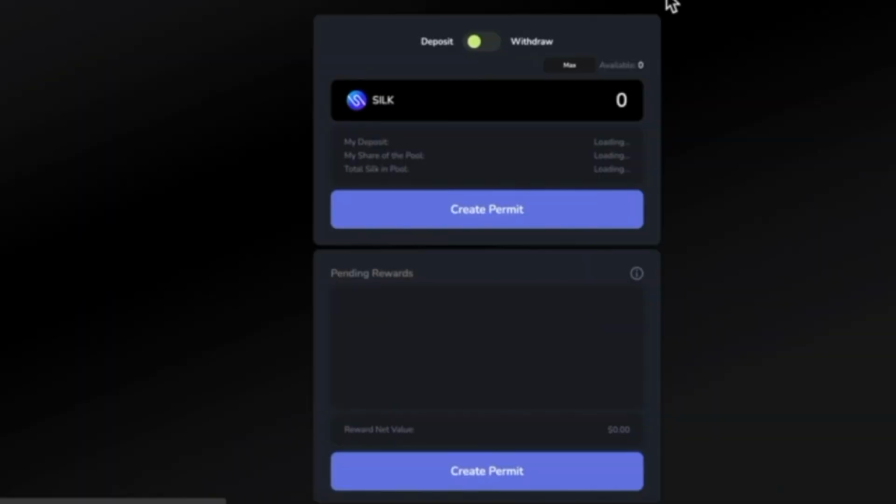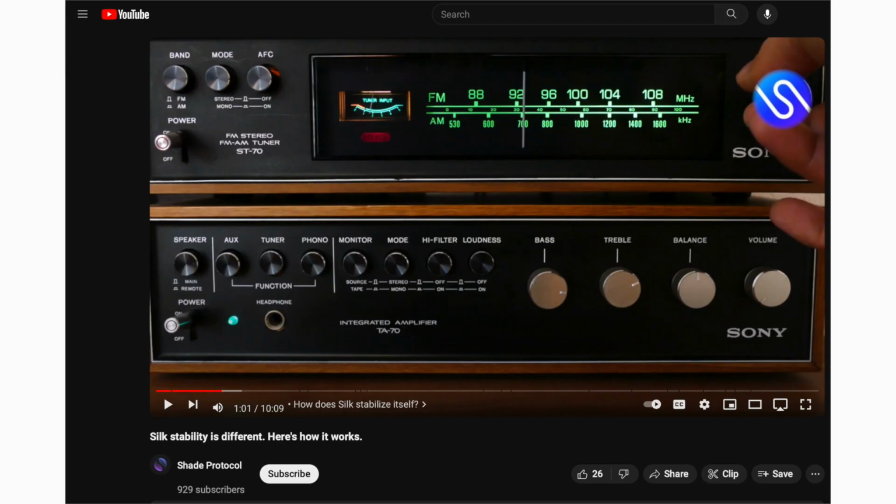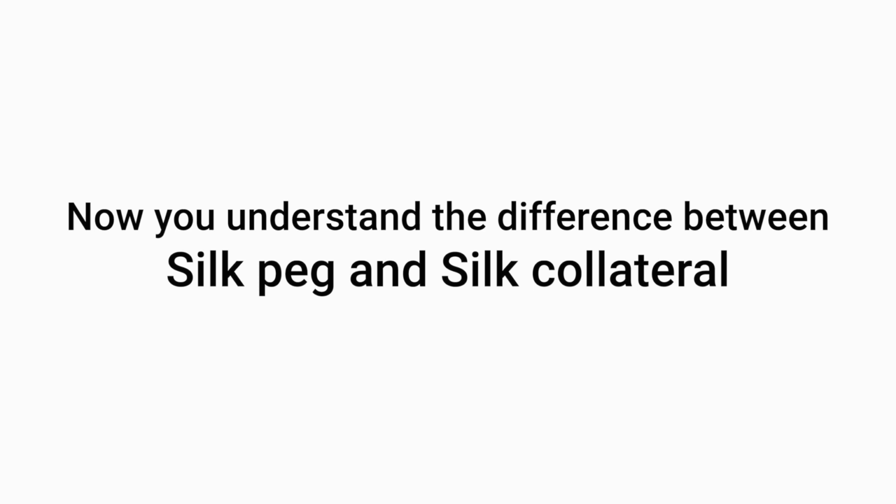In that scenario, though, a feature we have called Silk Earn, where users have deposited silk, helps facilitate redemptions and pull silk that has at-risk collateral off the market, reducing the supply. Of course, that's just one of silk's stability mechanisms, and there are actually 5. If you want to take a deeper dive into those, then check out the longer video linked in the description. But for now, that's a quick explanation of the difference between the silk peg and silk's collateral.